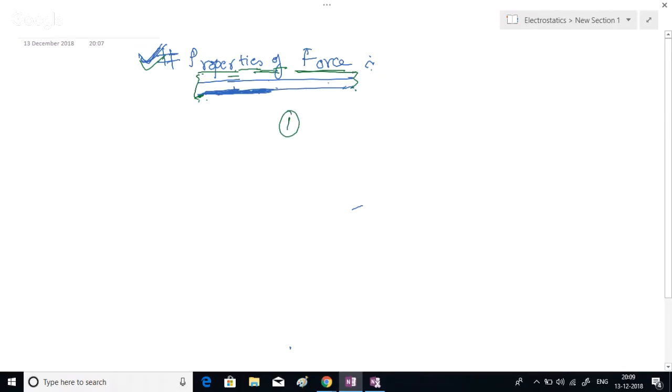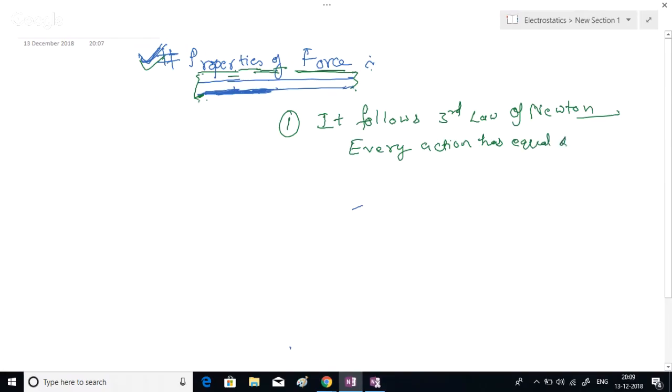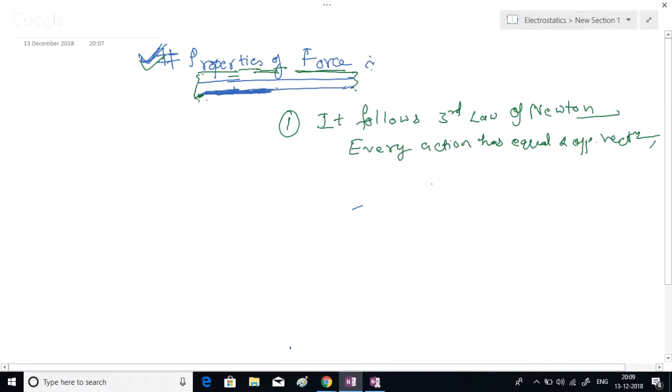So properties of force: the first property is that it follows Newton's third law. What is the third law? Every action has an equal and opposite reaction, and the two forces are acting on different bodies. The forces act on different bodies. Correct.